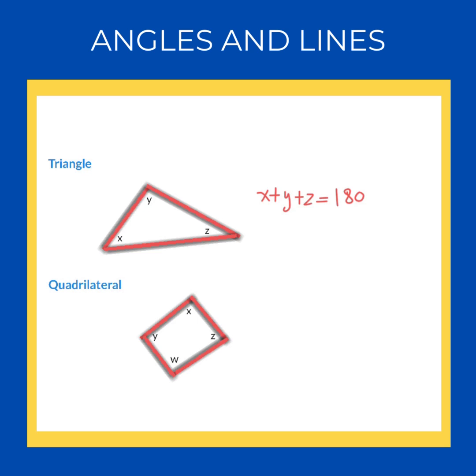Next, we have quadrilaterals. So quadrilaterals are four-sided shapes. So in this case, I have a shape with four sides. So this is the first, second, third, and fourth side. Now, if I add up all the interior angles inside the quadrilateral, they add up to 360 degrees. So x plus y plus z plus w is equal to 360 degrees.